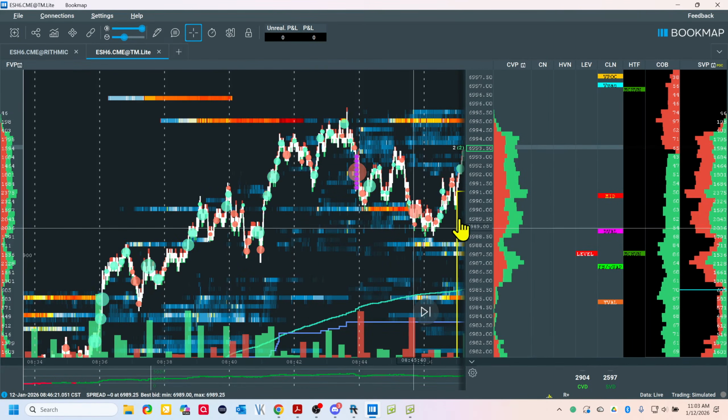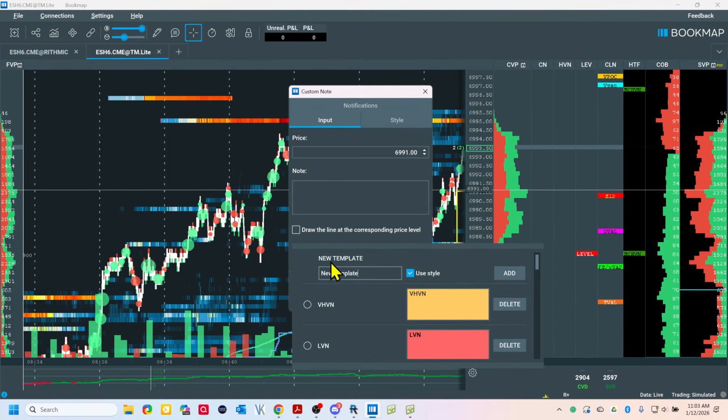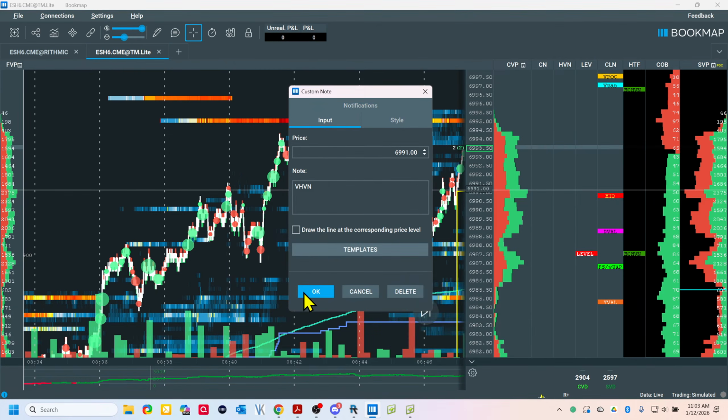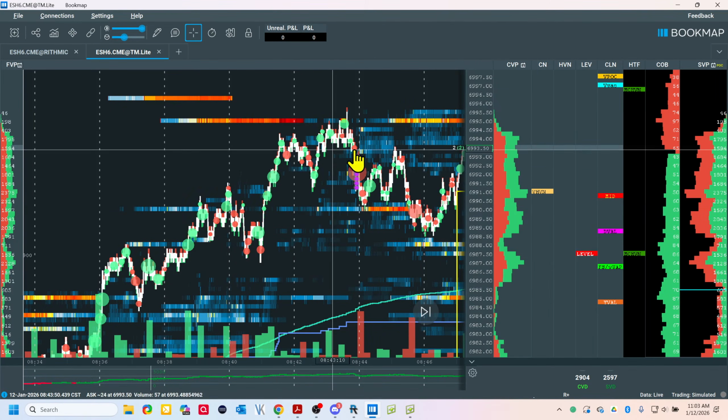Now, VPOC migration, we're going to label it. It's a variable high volume node. Again, I made this up because when I was figuring this out a long time ago, I'm a researcher, so I'm very curious. You know, why does something happen? You kind of scratch your head and go, what does it mean? This is a language, okay? What I'm sharing with you here, the volume profile and order flow, is a language.